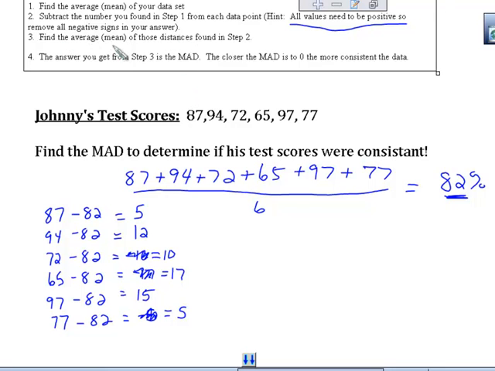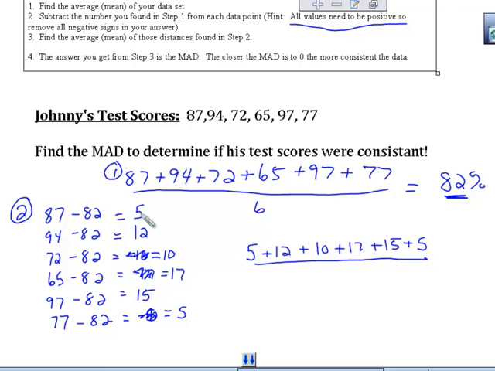Step 3, find the average or the mean of the distances found in step 2. So this is step 2, this is step 1. So what I need to do is find the average of these answers. The average is the mean. So I do the exact same thing. I'm going to add 5 plus 12 plus 10 plus 17 plus 15 plus 5. And I'm going to divide that by the number of data values, which is the same number. 1, 2, 3, 4, 5, 6.